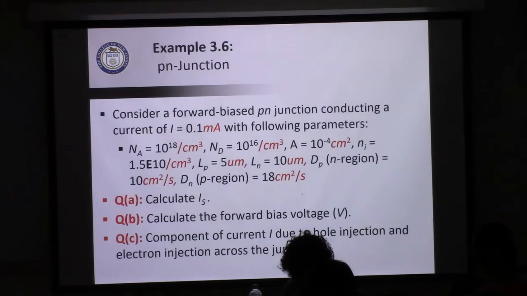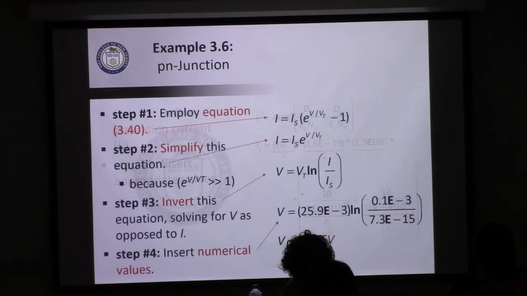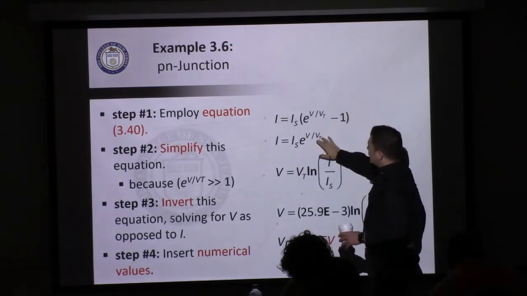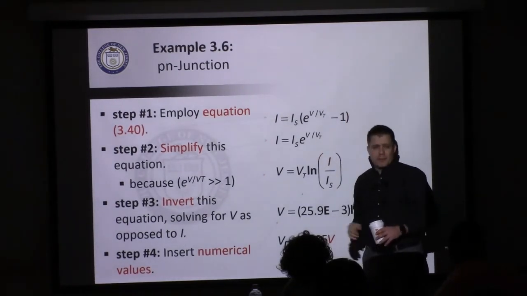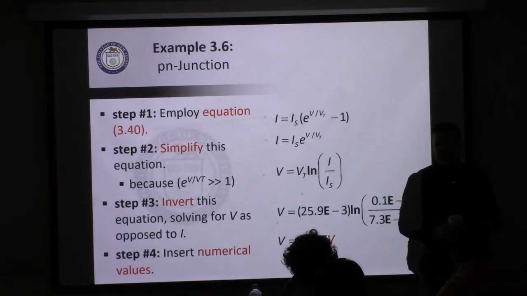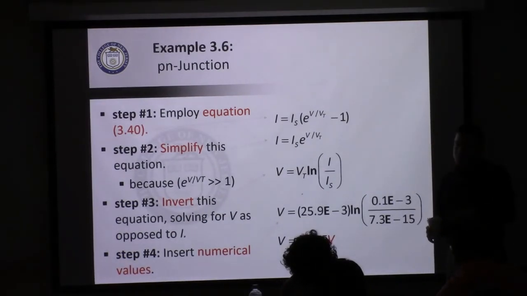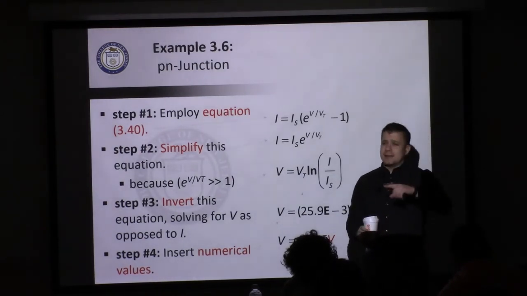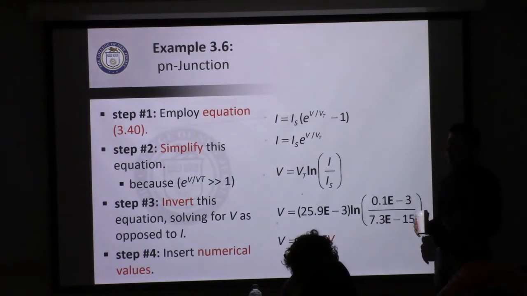So we go ahead and start off with our exponential model: I equals IS, e to the V over VT minus 1. Now you'll see going from this line to the next line, we get rid of the minus 1. Why is that? Well, it makes solving the problem a little bit easier. The second question is, why are we allowed to do that? Just get rid of the minus 1.